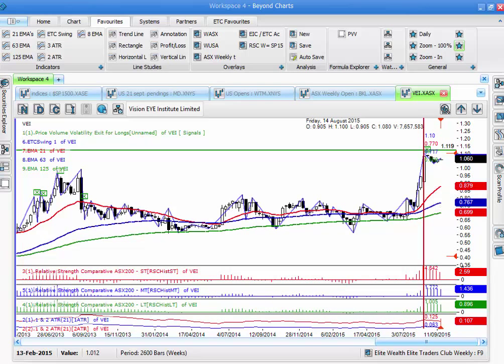And I can see that a couple of other folks, Ken's put in there that VEI, Vision Eye Institute, is being taken over. And the offer at the moment is at $1.07.5. So a little bit of background to that one there. Certainly a big move out of this sort of sideways consolidation type of zone, moving really, really quickly. So with that takeover there at around $1.07, anything could happen with that at this point in time.